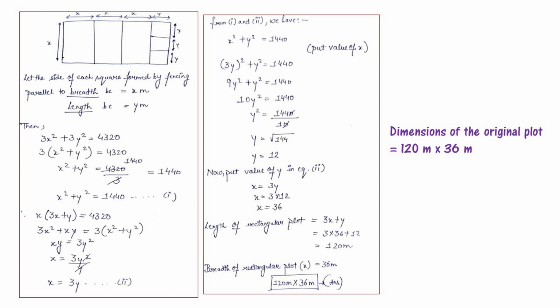Okay. Now we will put the value of y in equation 2. That will be x is equal to 3y, x is equal to 3 into 12. That comes the value of x, that is 36. Now we will find the length of the rectangular plot, that is 3x plus y. After putting the values, we get the length of the rectangular plot, that is 3 into 36 plus 12, that comes 120 meter. Now the breadth of the rectangular plot is 36 meter. Now the answer is 120 meter into 36 meter. So the dimension of the original plot is 120 meter into 36 meter.